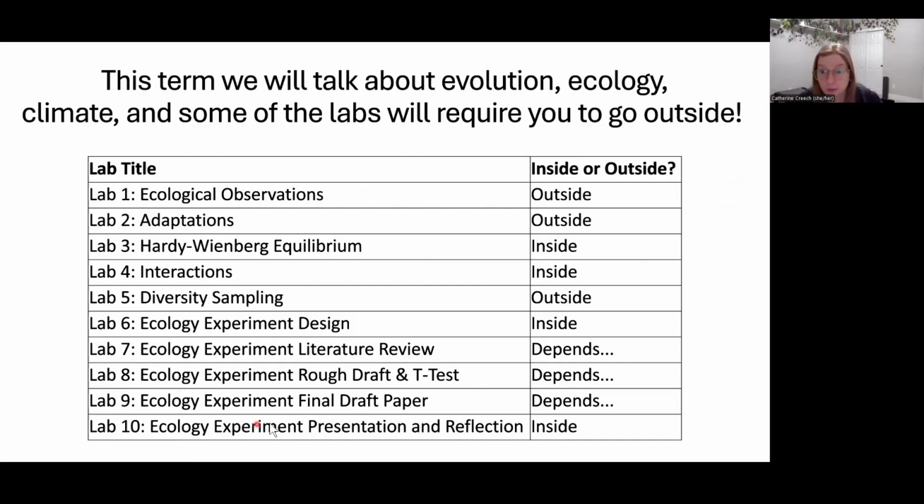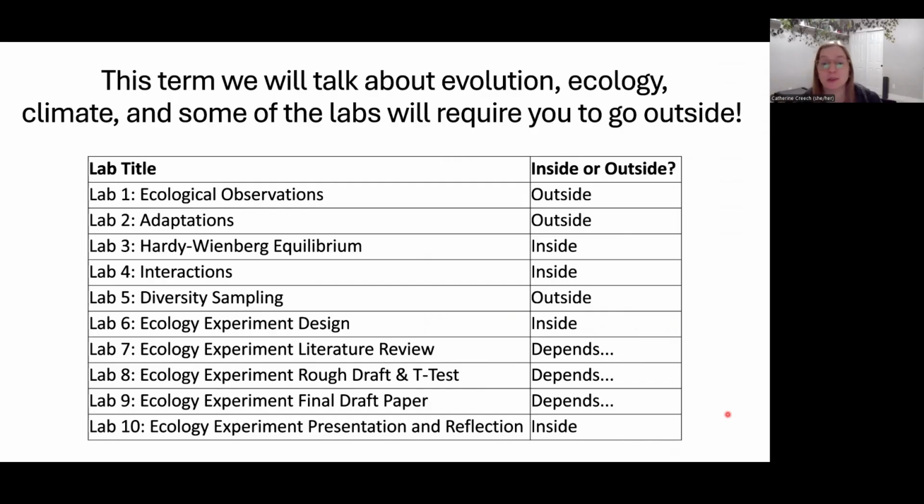And then we get to your ecology experiment. So this is not the research paper. You're still going to do a research paper. That's for lecture. These are lab assignments. For this term, in week 6, you're going to design your own experiment, and then you're actually going to do it for the rest of the term. So you get the full experience of being a working biologist. So designing it's going to be inside, but depending what you design, you might need to go outside to collect your data. I have more to talk about with this, but it's going to be part of Lab 6.